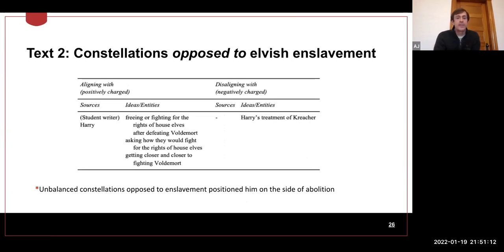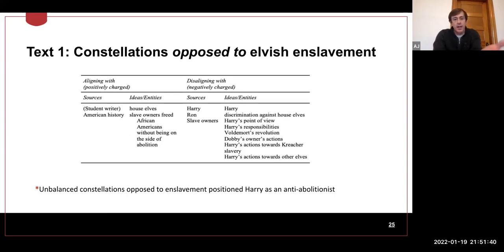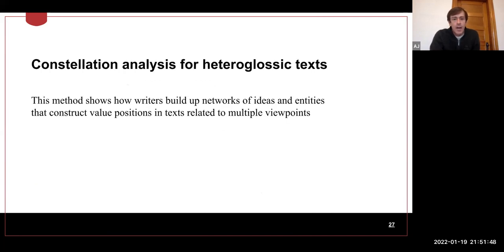And this can be contrasted with text 2 as well. We have an imbalance in the other direction. So this unbalanced constellation, which is opposed to enslavement, positioned Harry on the side of abolition, because it basically says that in the future he would do these things. So there is very little on the side that would be opposed to elvish enslavement. So this writer shied away from the very information that this writer emphasized. So we see these two writers downplaying different sides of the issues.